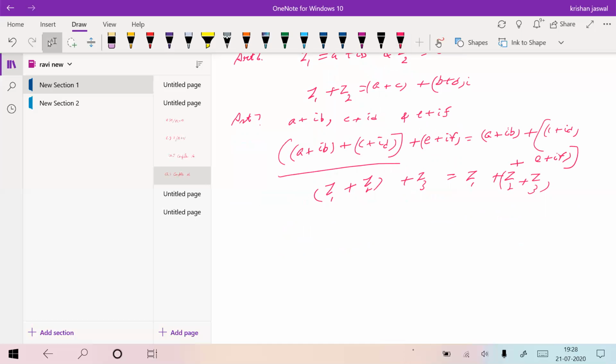And the commutative law: z1 plus z2 is equal to z2 plus z1. If we have two complex numbers z1 and z2, z1 plus z2 is equal to z2 plus z1. The commutative law is also applicable.